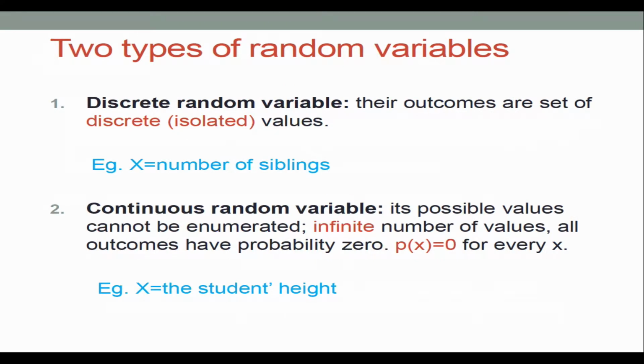There are two types of it. One is the discrete random variable. Those outcomes are a set of discrete or isolated values, such as number of siblings or gender. So those numbers 1, 2, 3, 4 are just discrete numbers. And the other type is the continuous random variable. For the continuous random variable, its possible values cannot be enumerated. There are an infinite number of possibilities for this kind of random variable. And also, it has probability 0. I'm going to talk about this property for continuous variables later in detail. I just tell you there are two types. We're going to first deal with discrete random variables. For the continuous random variable, such as student height, this value is continuous. There are infinite possibilities for the height. So that is a continuous random variable.